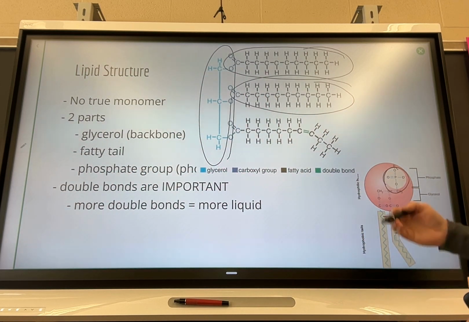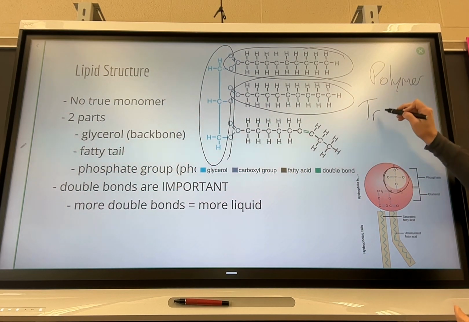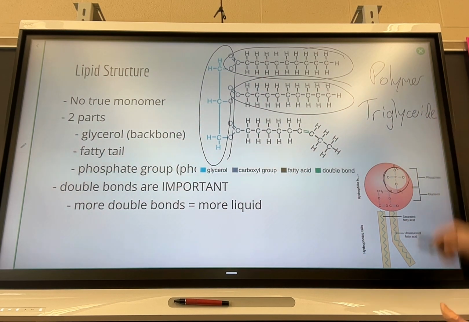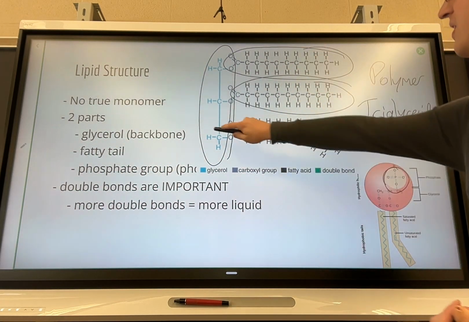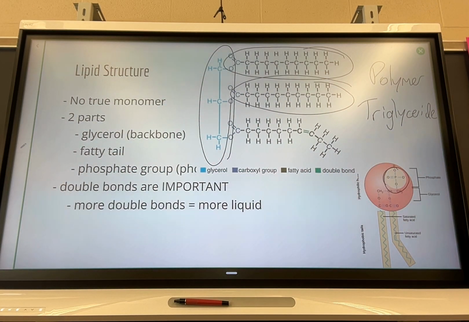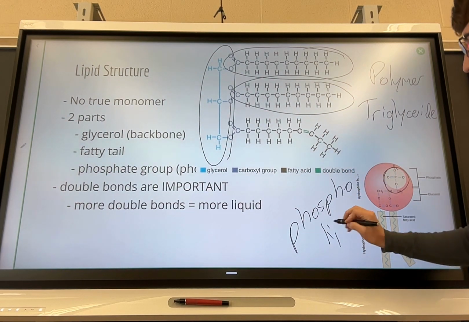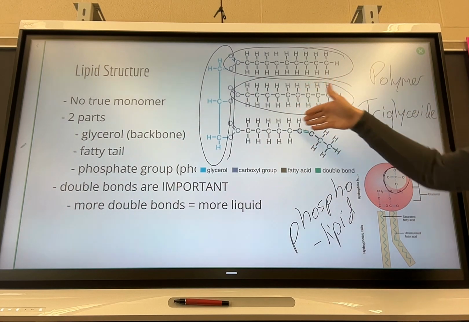Our polymer, on the other hand, is something called a triglyceride. Triglyceride, tri means 3, so we do have these 3 tails, as well as the glyceride because of the glycerol backbone. The other potential polymer we could have is this phospholipid, all one word. So phospholipids have 2 tails and that phosphate group instead of one of these 3 tails.